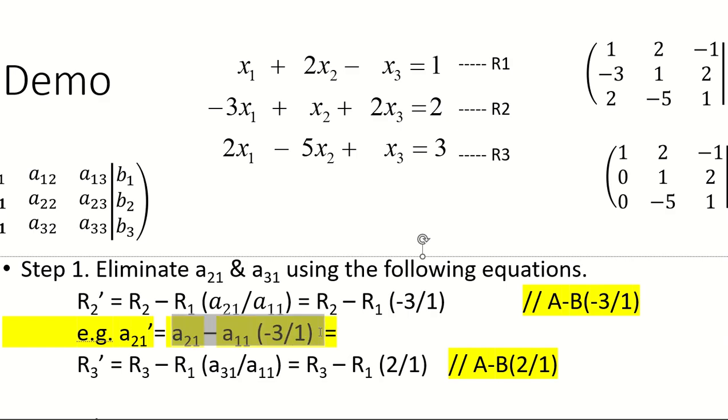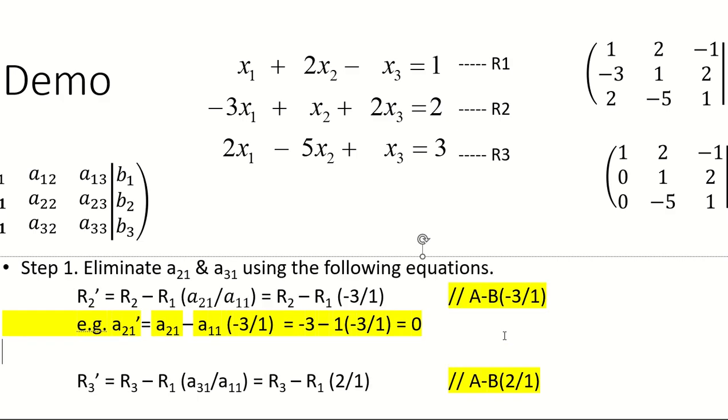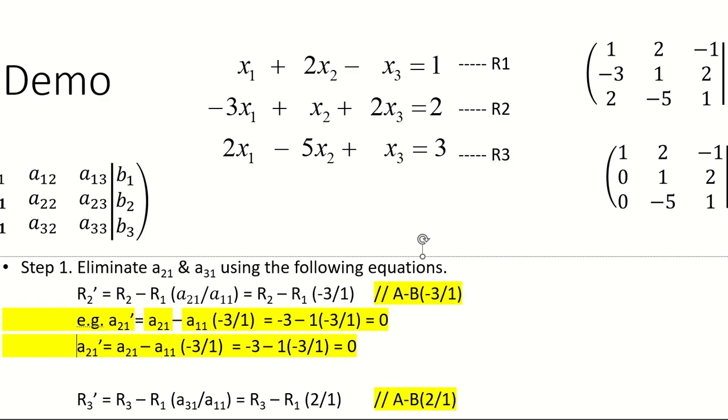If you are using your calculator to key in the A and B, A will be your -3, am I correct? -3, and this B, A1 is 1. So if you see here, what are you going to get? You're going to get 0, am I correct? So that means the new A21 becomes 0 already. I hope you can understand. So we repeat this process for the next one.